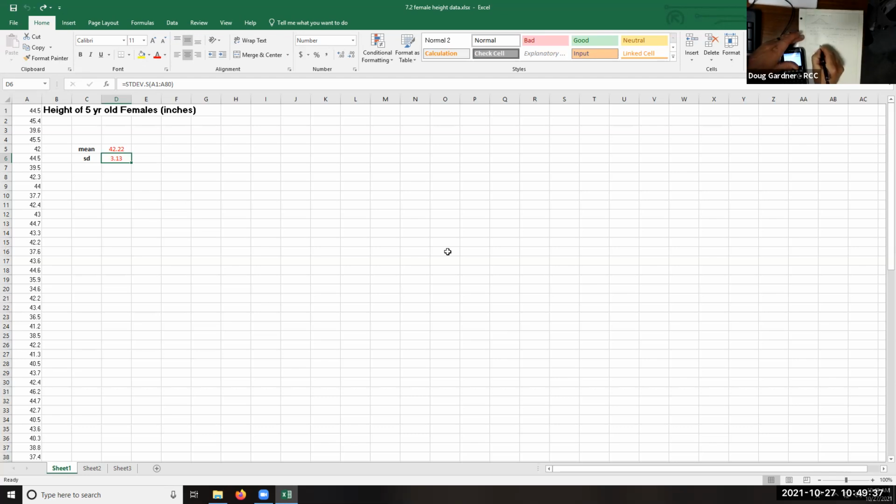So I type lower limit, comma, upper limit, comma, mean, comma, standard deviation. And sure enough, it spit out 95.4% or 0.954, just like we sort of knew it would.